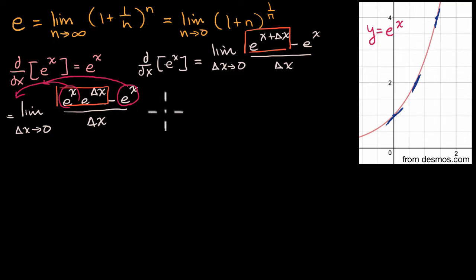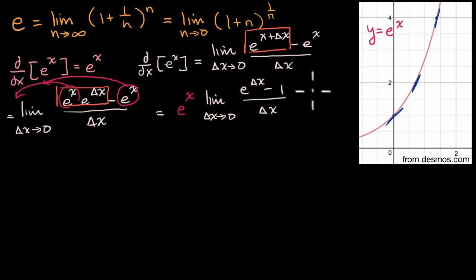So this is going to be equal to, factor that e to the x out, e to the x times the limit as delta x approaches 0 of e to the delta x minus 1, all of that over delta x. So now we're going to get a little bit fancy with our limits. We're going to do what's known as a change of variable. I don't know how to directly find this limit right over here, but maybe I can simplify it. And who knows, maybe I could get it into one of these forms up here.